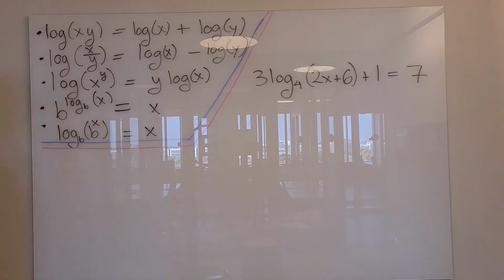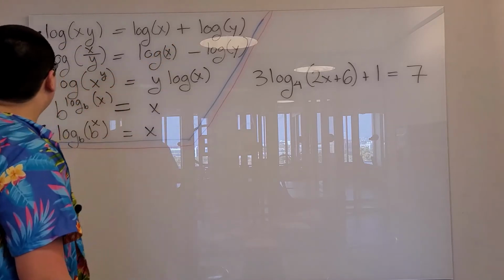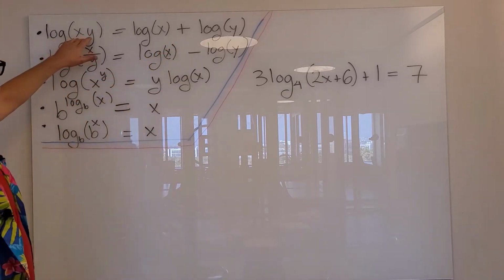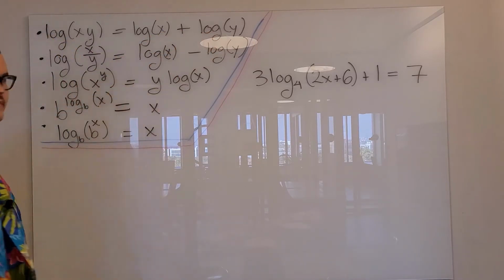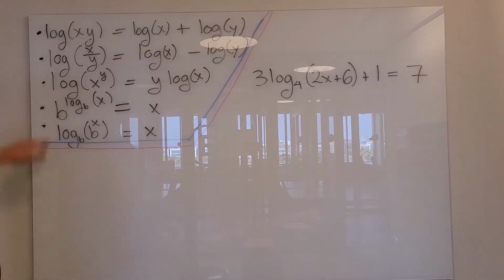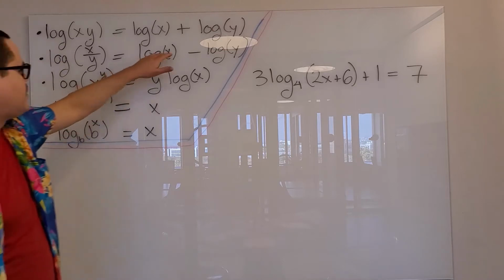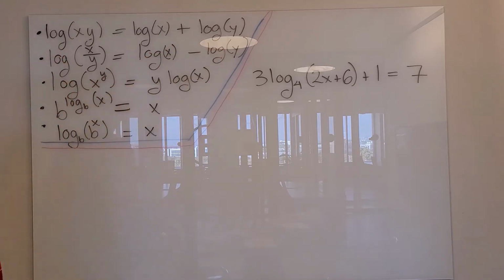The first one, logarithms convert product to addition. Okay, so you have log of x times y, that's log x plus log y. Rule number 2, logs convert division to subtraction. Log of x over y is log x minus log y.